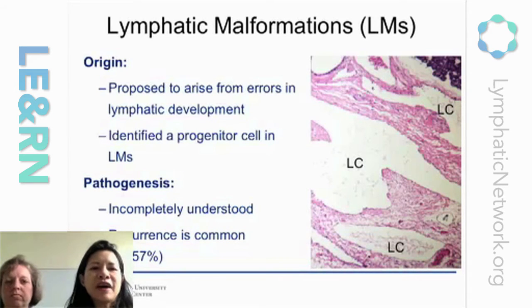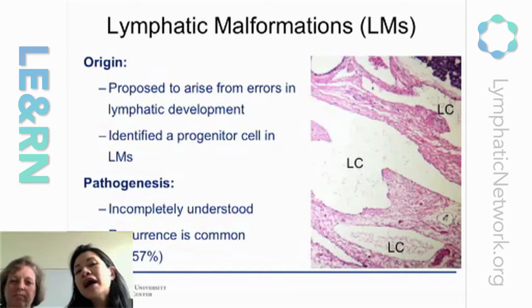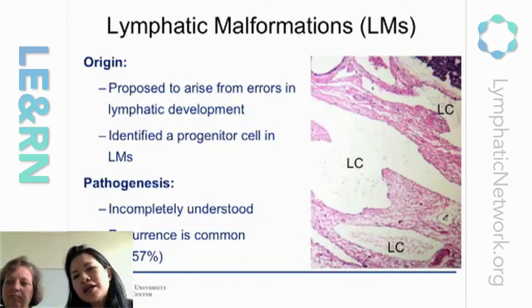And so lymphatic malformations, or what we call LMs, are actually very poorly understood. On the right here, you can see a histology picture where it says LC, which shows very dilated and abnormal-looking lymphatic channels where the lymph fluid is sitting.